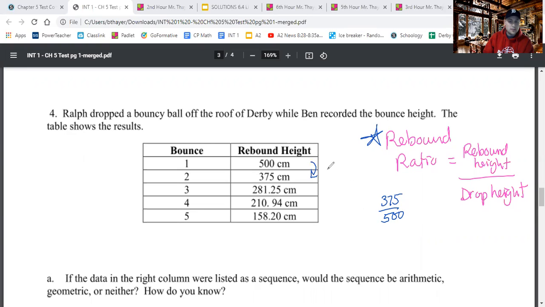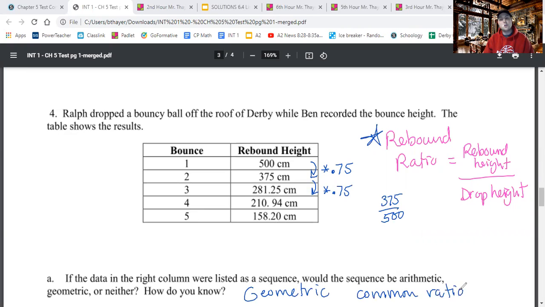bounce is times 0.75 or times 3/4 of the previous bounce. You can check that out on your calculator by multiplying 0.75 times each of the previous numbers. So as you go down to answer part A, would this be arithmetic or geometric? Because you're multiplying, that means it's going to be geometric. And how do you know? Because you have a common ratio. And that common ratio is your rebound ratio. It's your 0.75.